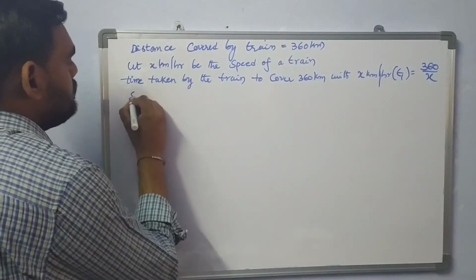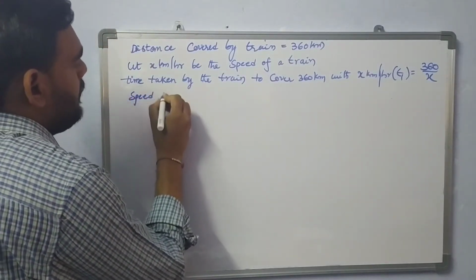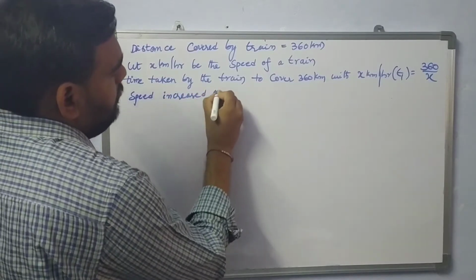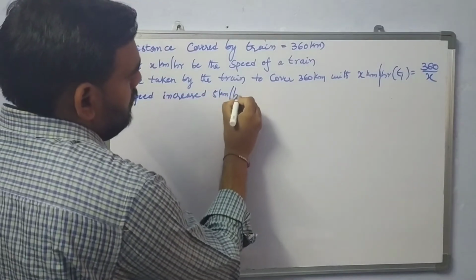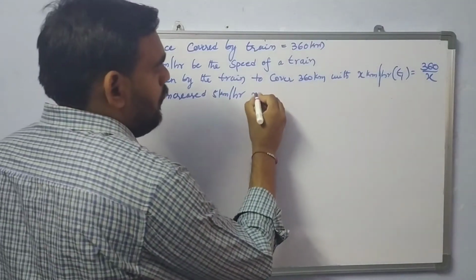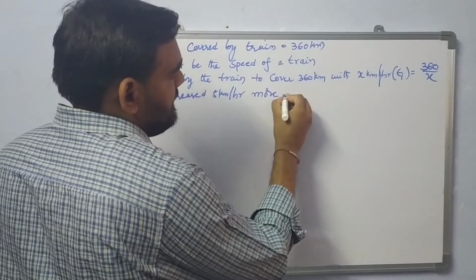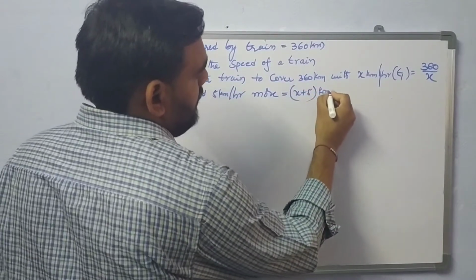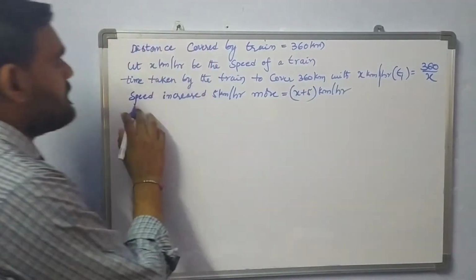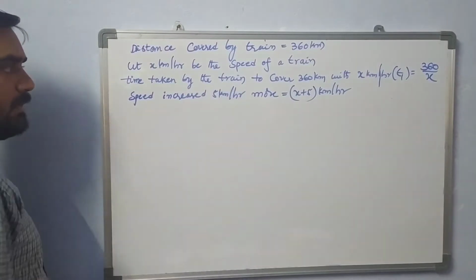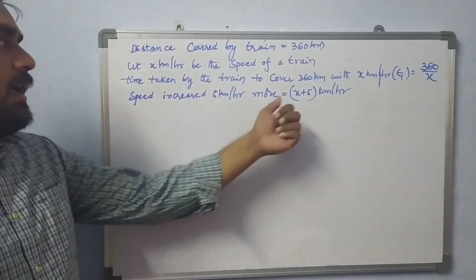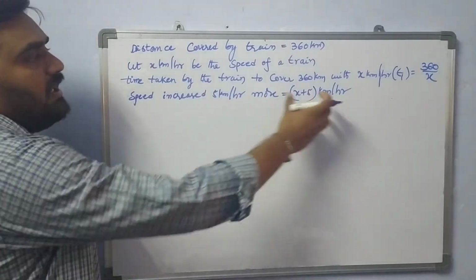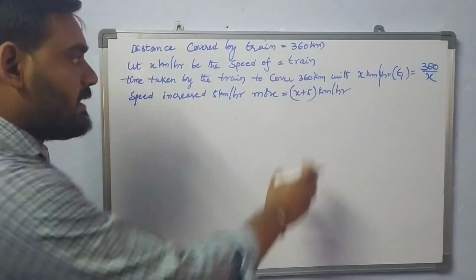So, speed increased 5 kilometers per hour more is equal to x plus 5 kilometers per hour. See here, speed increased 5 kilometers per hour more is equal to x plus 5 kilometers per hour. This is the statement we are writing as an expression. We will get it like this.